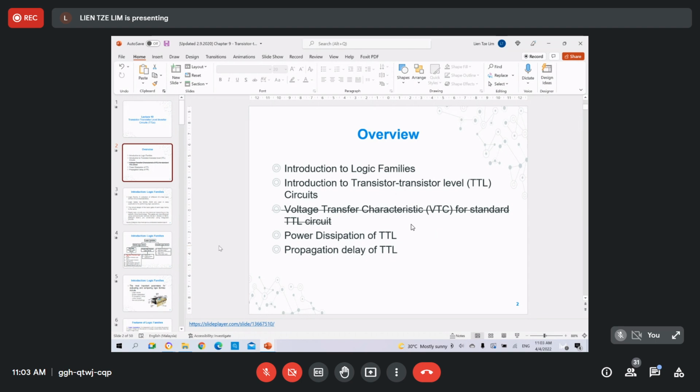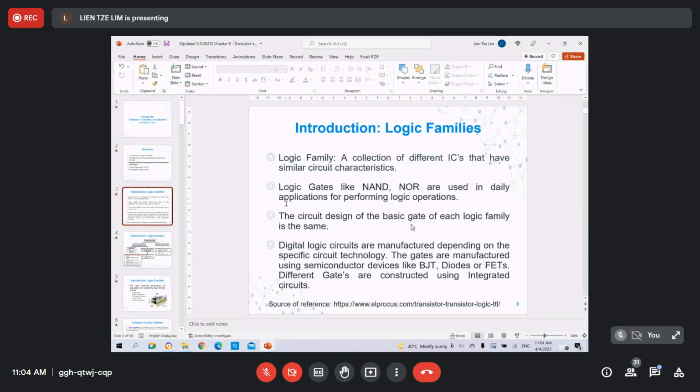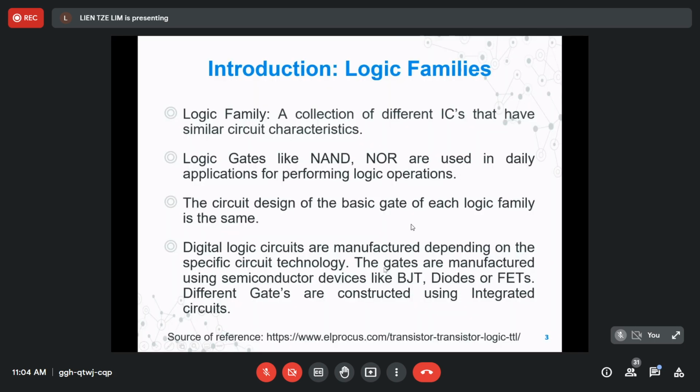And the power dissipation of TTL and propagation delay of TTL. So these topics will cover all this. As an introduction to logic families, a logic family is a collection of different ICs that have similar circuit characteristics. I think I should switch to slide mode.